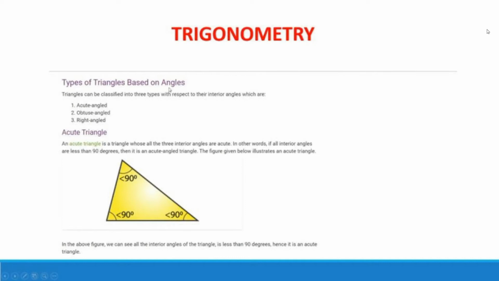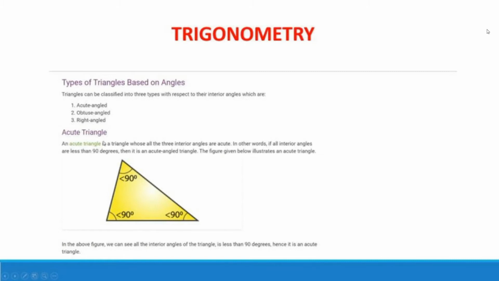Types of triangles based on angles. Triangles can be classified into three types with respect to their interior angles, which are: first, acute angled; second, obtuse angled; and third, right angled.